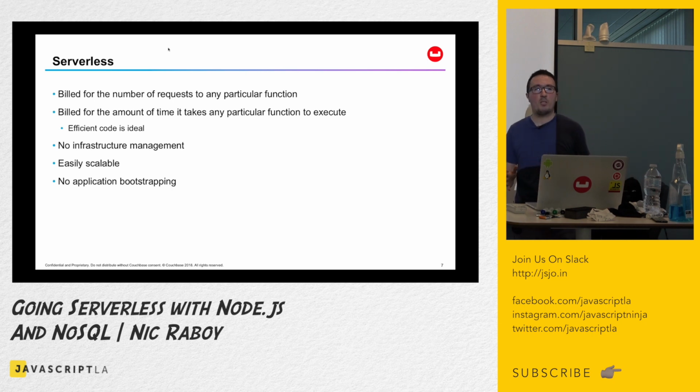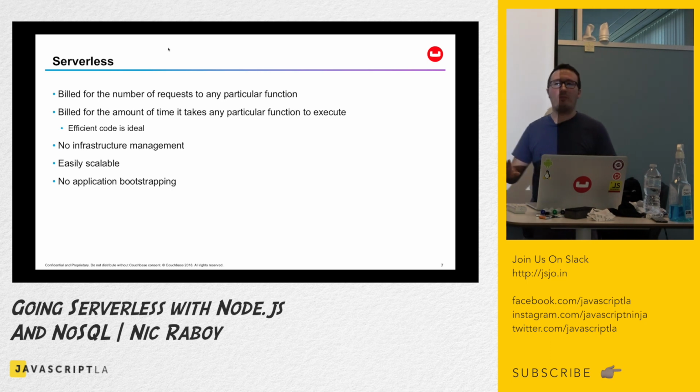There's no infrastructure management. This is all in the cloud. What you're doing is you're writing functions and you're uploading them to whatever cloud vendor that you want to use. And the cloud vendor takes care of everything else. It takes care of the scaling. It takes care of all of the machine infrastructure. There's no application bootstrapping. You're literally writing a function and you're deploying it. So there's no Express Framework or anything like that.